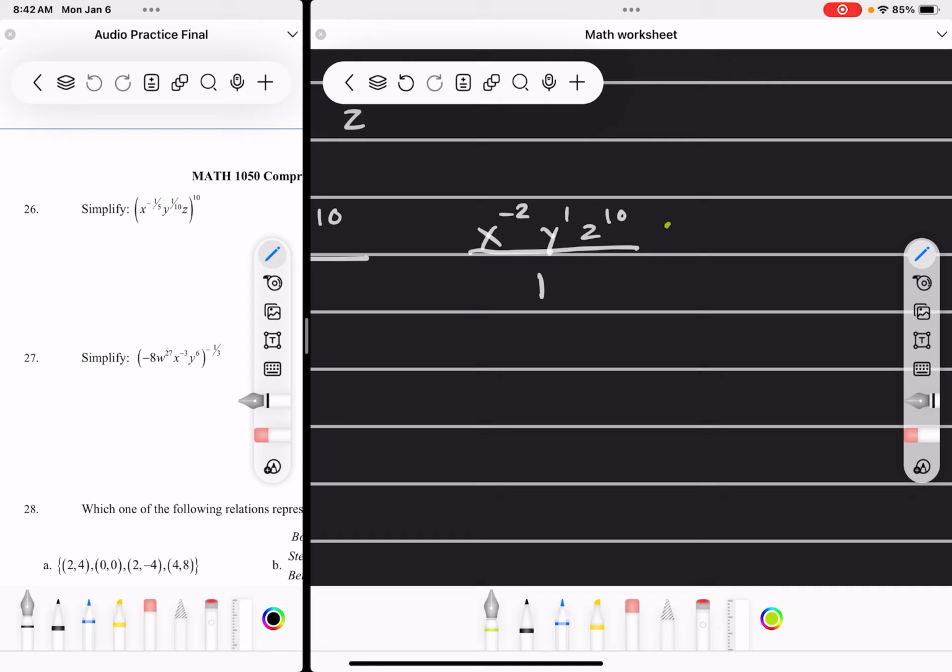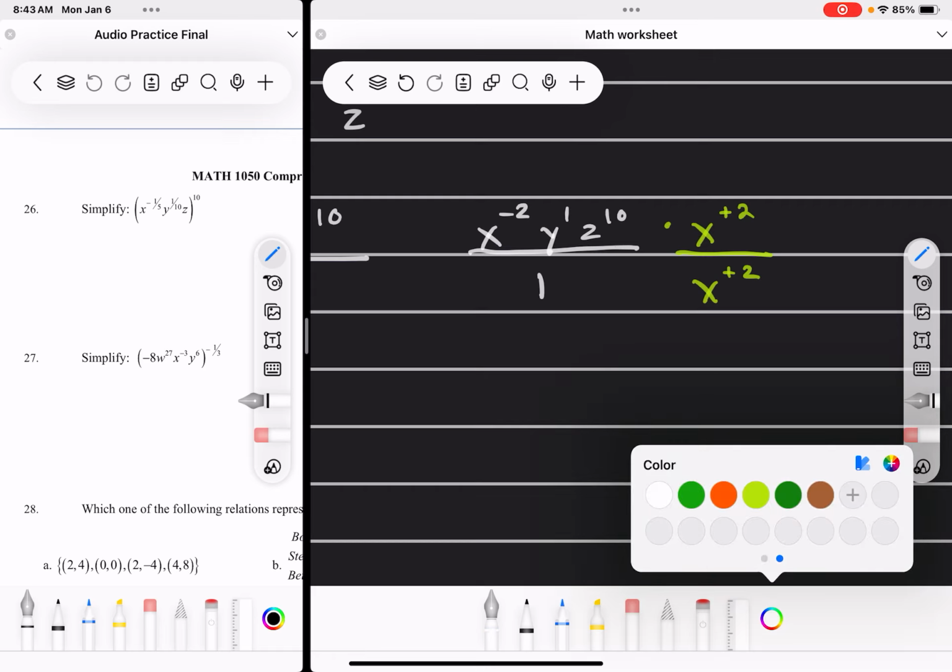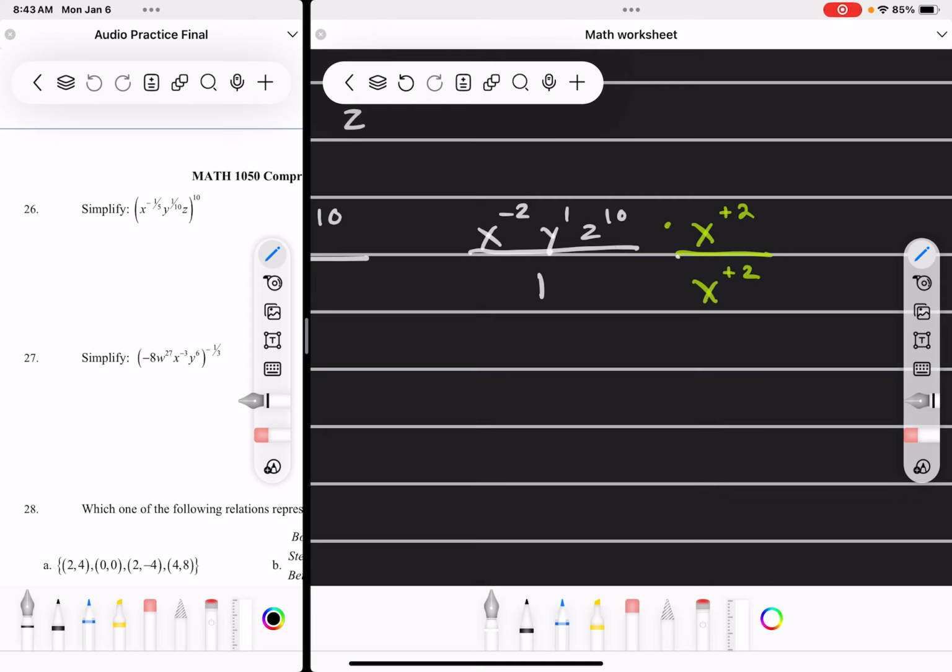If we multiply the top by x positive 2 and the denominator by x positive 2, well, what happens here? Since we have a negative 2 and a positive 2 for x on the top, these two will cancel with each other. This one cancels with this one, leaving us with that x2 on the bottom, which is how we get y z10 over x2. So that's the explanation of why that works, okay?